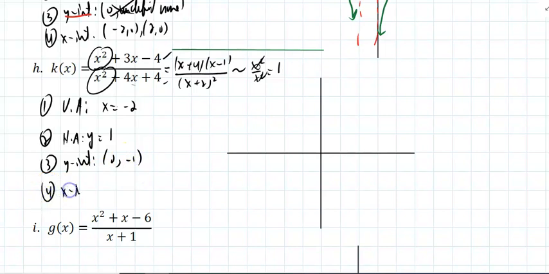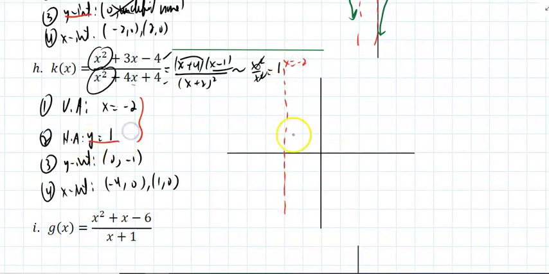And 4, what is the x-intercept? Where does the top equal 0? At negative 4 or at 1? So, vertical asymptote, x equals negative 2. Horizontal asymptote, y equals 1. 0, negative 1. Negative 4, 0.